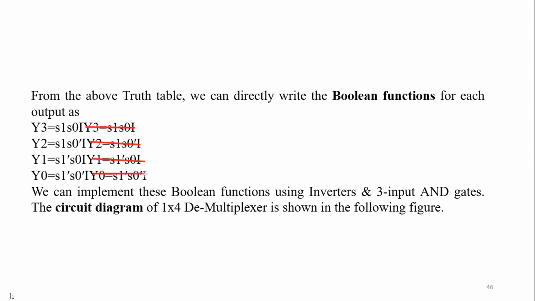From the above truth table we can directly write the boolean function. Basically, based on this boolean function, the above table has been created. All of you will create the truth table separately for y0, y1, y2 and y3. We can implement this boolean function using inverters and 3-input AND gates. The circuit diagram of the 1:4 demultiplexer is shown in the following figure. So let's see the following figure.